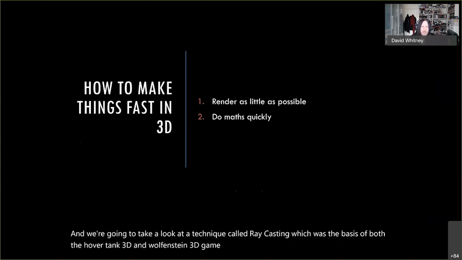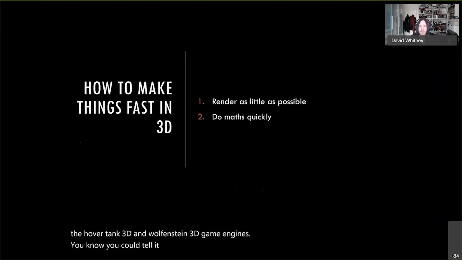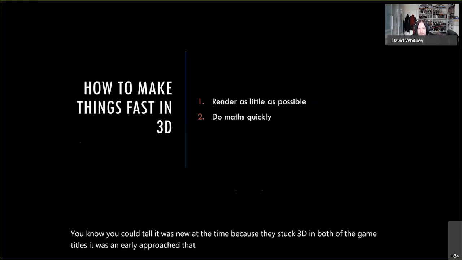You know, you could tell it was new at the time because they stuck 3D in both of the game titles. It was an early approach that was used to make things run fast.